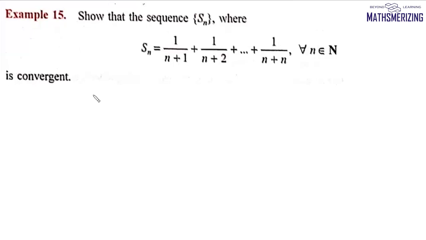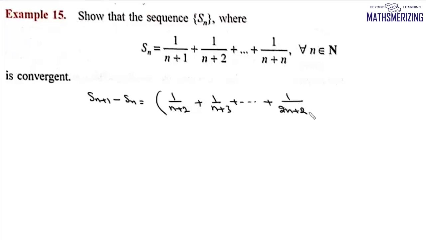Now what we'll do is we'll write Sn plus 1 minus Sn. Now Sn plus 1 will be 1 upon n plus 2 plus 1 upon n plus 3, and it will go all the way up to 1 upon 2n plus 2, and then minus 1 upon n plus 1 plus 1 upon n plus 2 up to 1 upon 2n. Now these terms, they'll cancel.